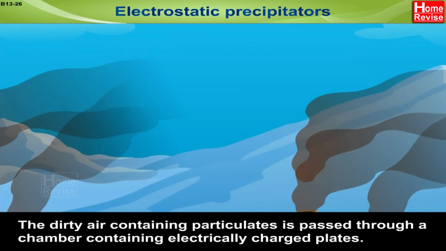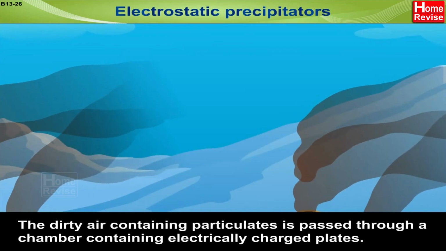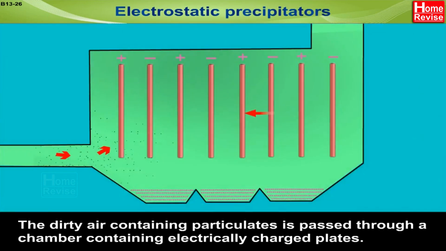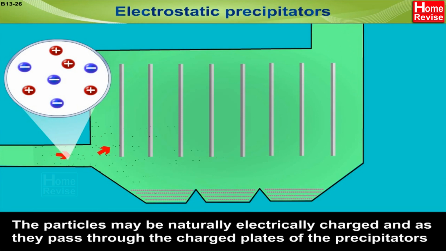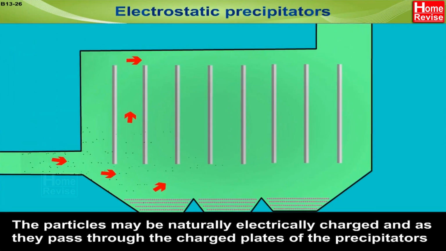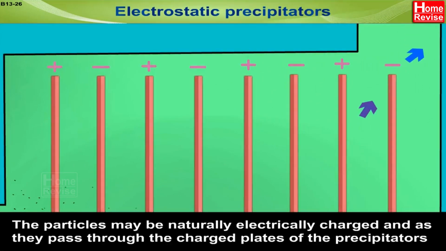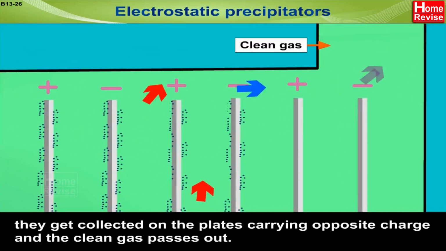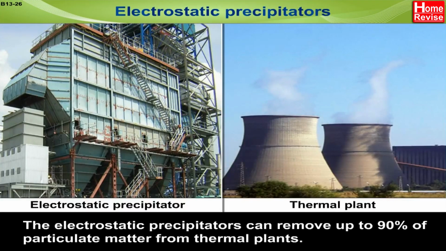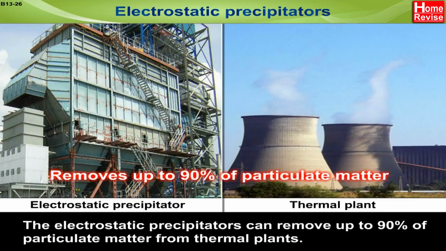Electrostatic precipitators. The dirty air containing particulates is passed through a chamber containing electrically charged plates. The particles may be naturally electrically charged and as they pass through the charged plates of precipitators, they get collected on the plates carrying opposite charge and the clean gas passes out. The electrostatic precipitators can remove up to 90% of particulate matter from thermal plants.